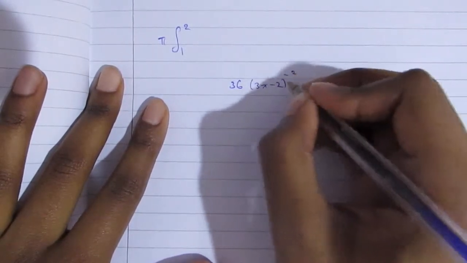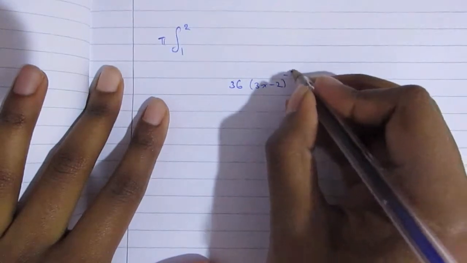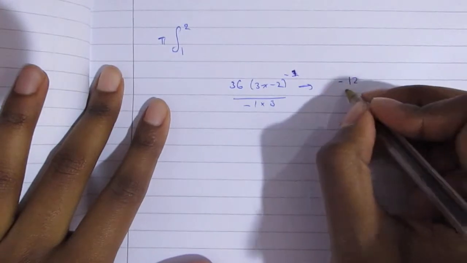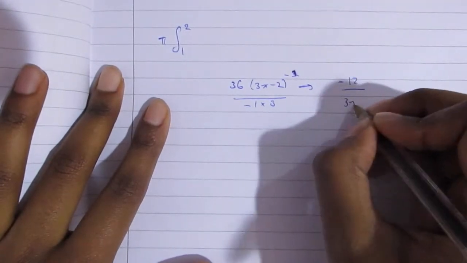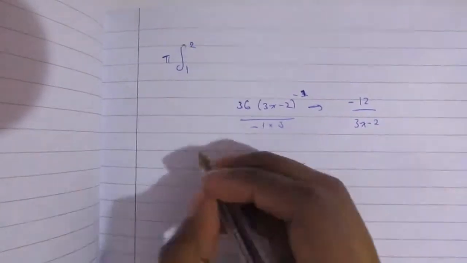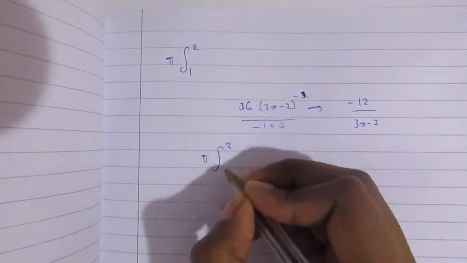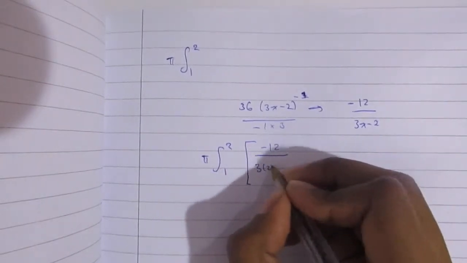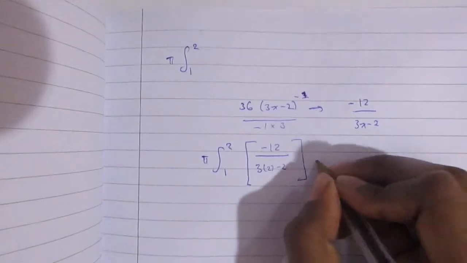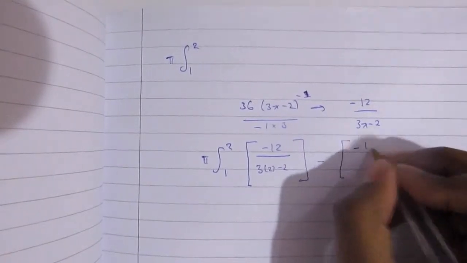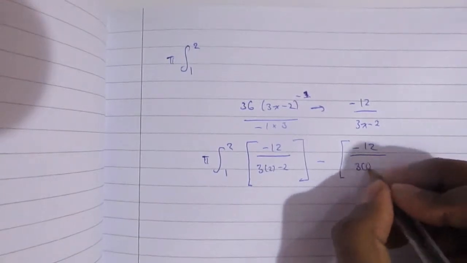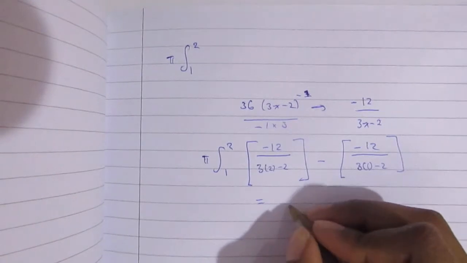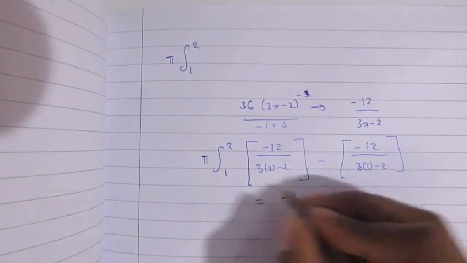So now I'm just going to write it out. 36 divided by negative 3 will give you negative 12 over 3x minus 2, and it's to the power of 1, so you don't have to write it out. Now all we have to do is substitute x with the two values, 2 and 1. You place the upper limit first minus the lower limit. So negative 12 over (3 times 2 minus 2) minus negative 12 over (3 times 1 minus 2).